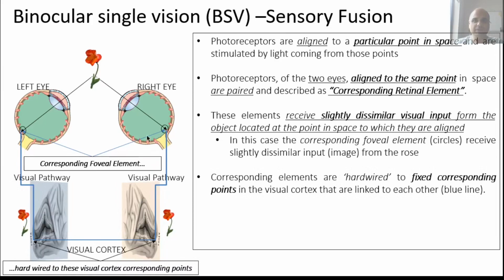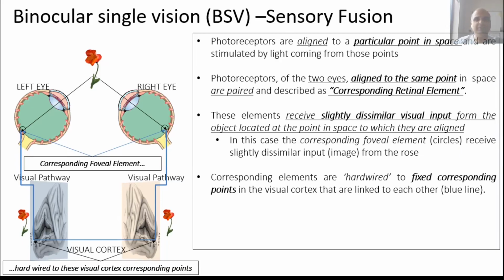And what they're going to do is send these slightly dissimilar images to a very specific point on the visual cortex. And this pathway from the corresponding foveal element to the visual cortex is fixed. It's hardwired. It's like when you press a button in your home, it always turns on the same light. It's not that you press a button and it turns on another light one day and another light another day. No, it's hardwired, because the button connected to the light through the wire always remains the same.